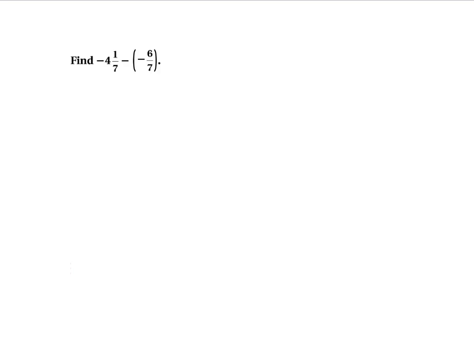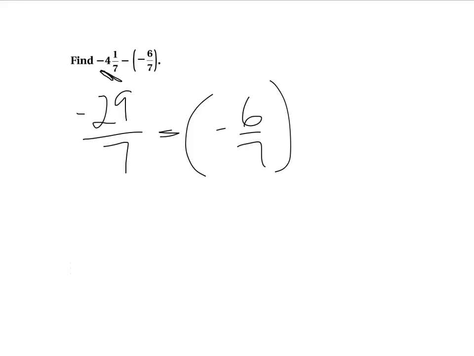Obviously, these are fractions here, so we have to put them in a common denominator. It already is. But whenever you have a mixed number that is a negative, I highly recommend putting it into an improper fraction. Negative 4 1/7 is going to become 4 times 7 plus 1, which is negative 29 over 7. And we're still going to subtract the negative 6/7. Remember, we still use the same rules we do with integers. Anytime we're subtracting a negative, we're going to turn that into an addition problem. It becomes a whole lot easier doing that.